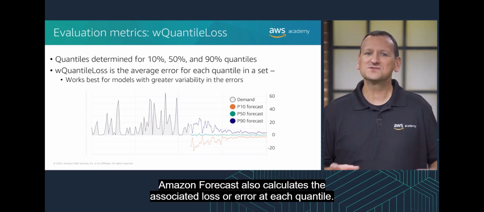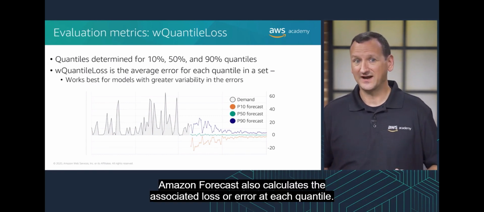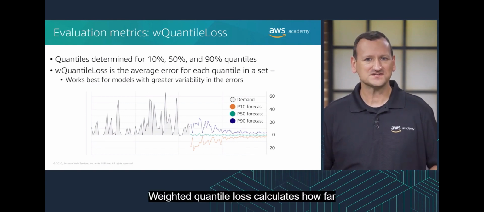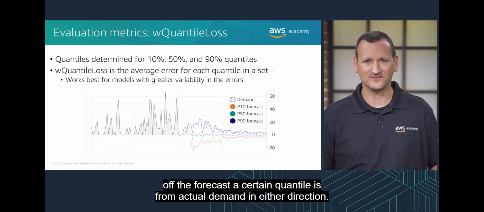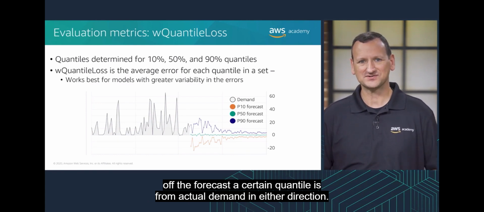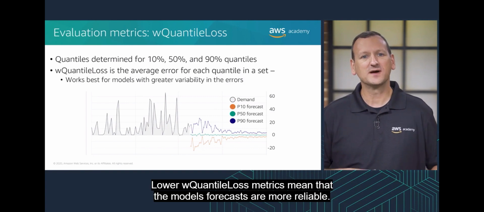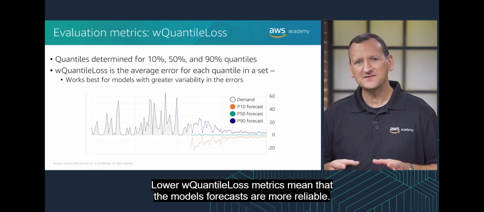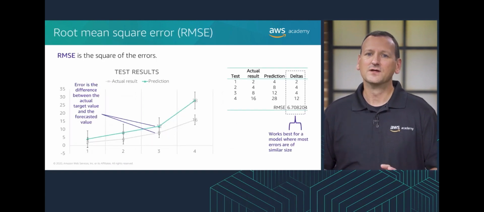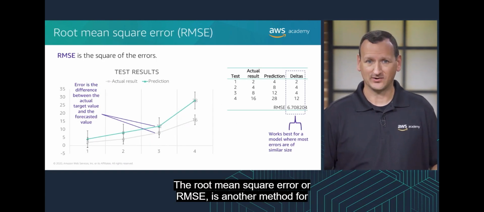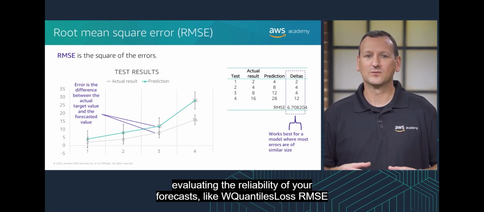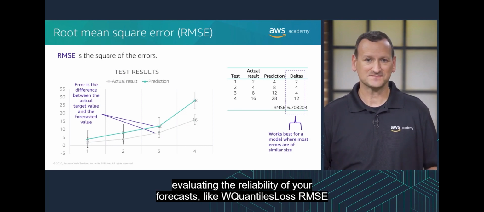Amazon Forecast also calculates the associated loss, or error, at each quantile. Weighted quantile loss calculates how far off the forecast a certain quantile is from actual demand in either direction. Lower W quantile loss metrics mean that the model's forecasts are more reliable. The root mean square error, or RMSE, is another method for evaluating the reliability of your forecasts.